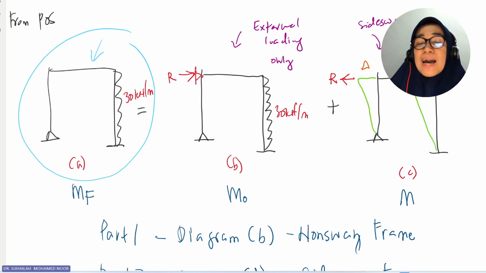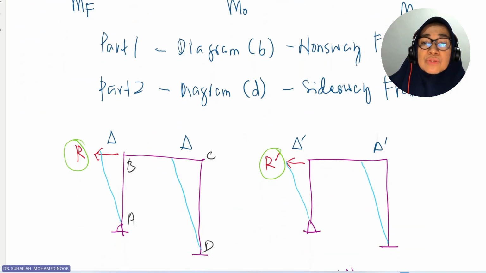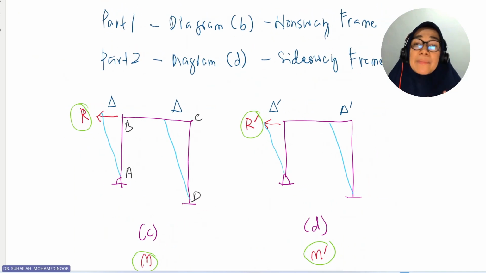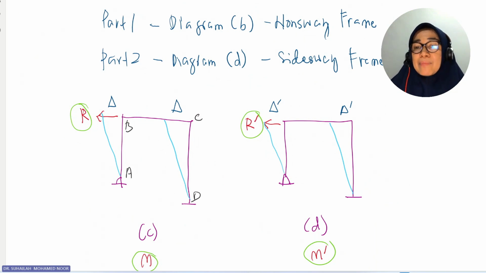We do not analyze diagram C directly. What we can do is introduce diagram D. In diagram D, we draw the same frame, but everything is subjected to prime. It means we draw the same diagram, same look, but R becomes R prime, delta becomes delta prime, and M becomes M prime, the end moment.